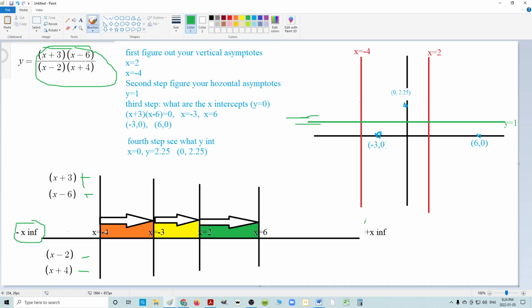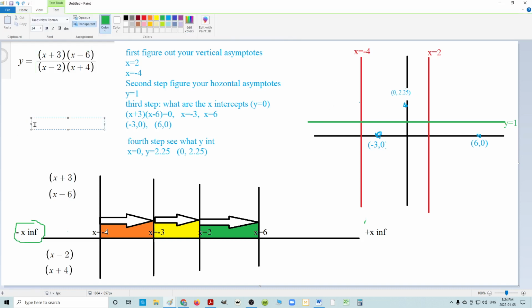So let's just take 100 for x, because if it's on the north side of y, it's probably going to be on the top side of y. So let's take 100, just to see which side of the horizontal asymptote it's on, above it or below it, because that's going to tell us everything. What happens at the top? 103 times 94. What happens at the bottom?